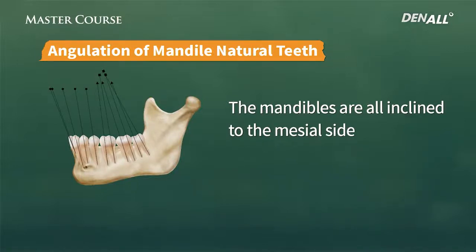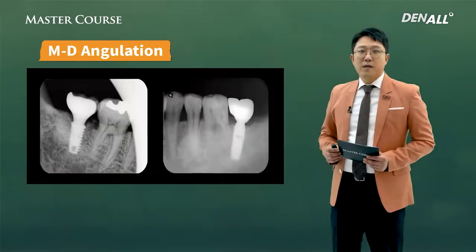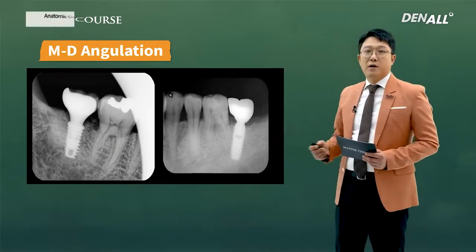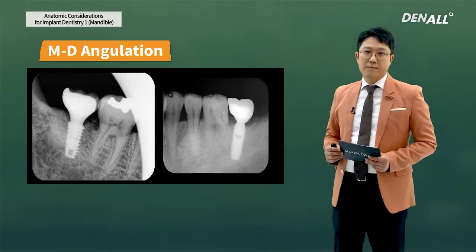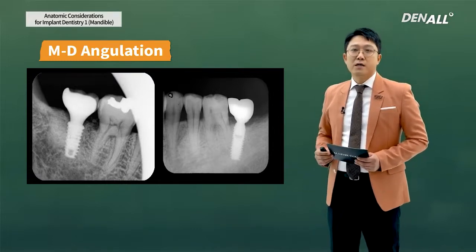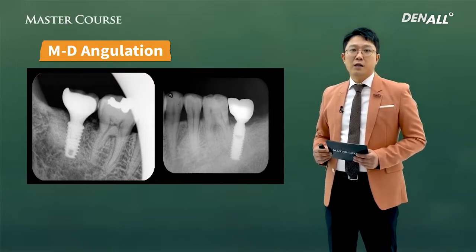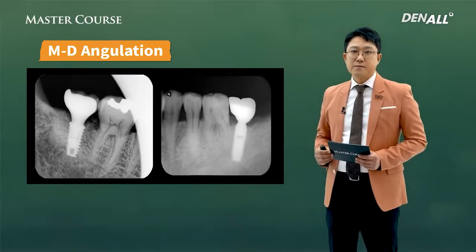In the mandible, all teeth are inclined to the mesial side, so that forms a natural curve of Spee. Therefore, when you place an implant, like in the left, the inclination should be similar to the natural teeth of mandible, so it should be mesially inclined. It is in line with the direction of the masticatory muscle contraction. From the mechanical perspective, a mandible implant should be placed with mesial inclination.